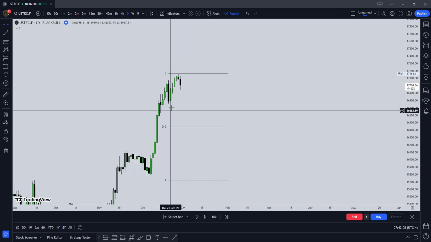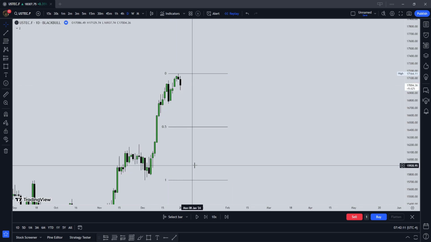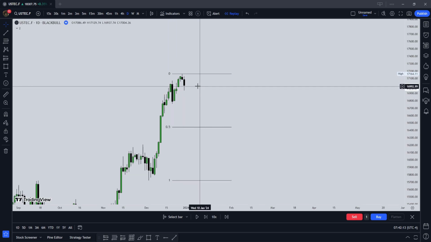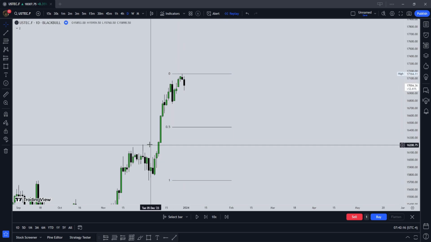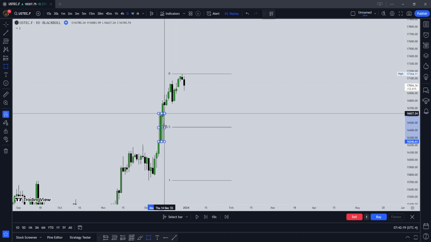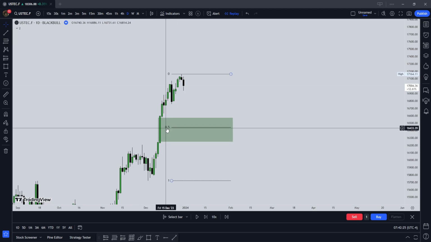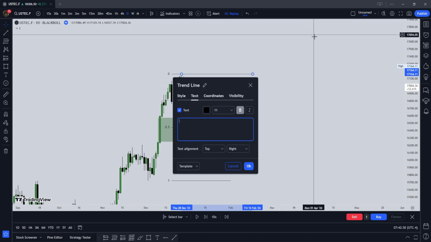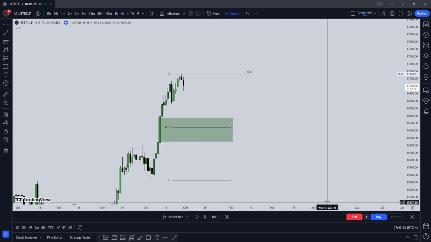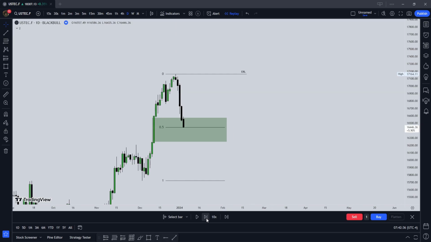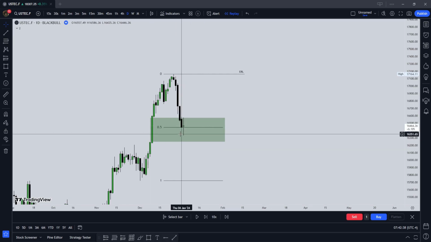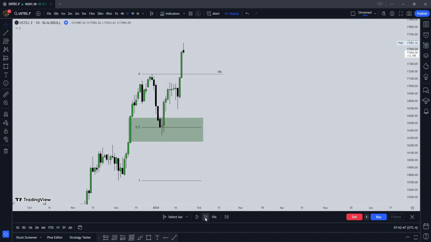So we have premium up here above the equilibrium, and we have the discount zone here. So what do I expect? I expect price to come into the discount, rebalance the price, mitigate the internal range liquidity, which is this fair value gap. This is our internal range, and from this internal, I expect price to take out this external range liquidity up there. As you can see, price retraces into the equilibrium, dips down into the discount, reacts off of this internal range liquidity and takes out external range.